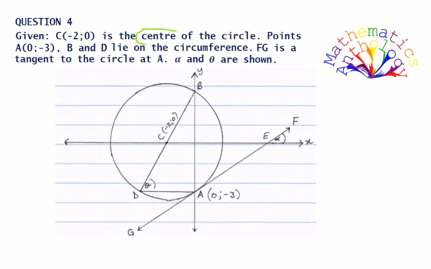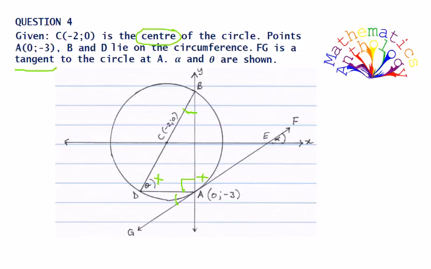Okay, question 4. Given C is (-2, 0) and is the center of the circle, points A (0, -3), B, and D lie on the circumference. FG is a tangent to the circle at A. Alpha and theta are shown. Right, so when you're reading these questions, you need to look for keywords and try to identify what's going on with those keywords in the diagram.